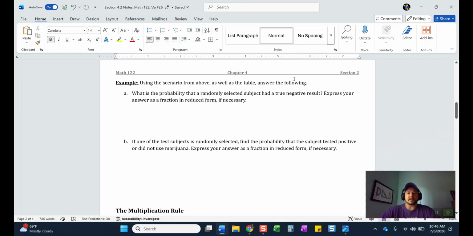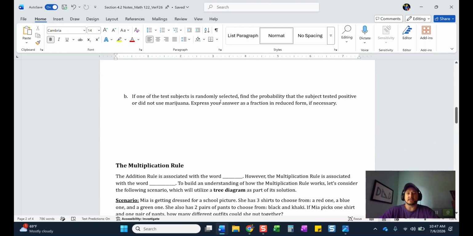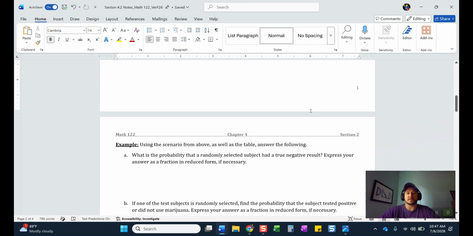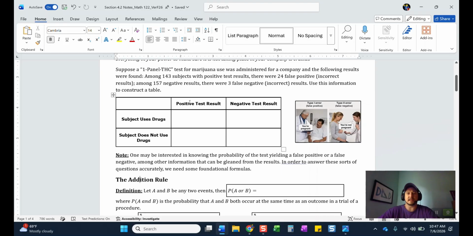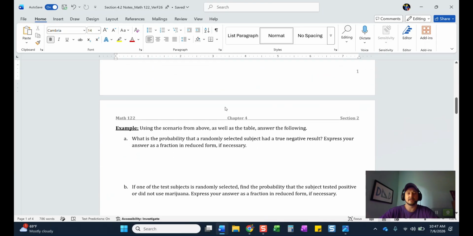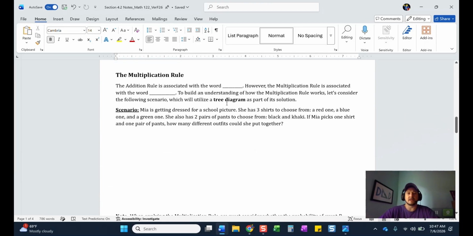So then I go into an example where it says, using the scenario above as well as the table, answer the following. Okay, so what is the probability that a randomly selected subject had a true negative result? Express your answer as a fraction in reduced form if necessary. And then, if one of the subjects is randomly selected, find the probability that the subject tested positive or did not use marijuana. Express your answer as a fraction in reduced form if necessary. So this example requires us to reference the table on page 1, so you just want to make sure that this is correctly filled out. And then I phase into the multiplication rule.